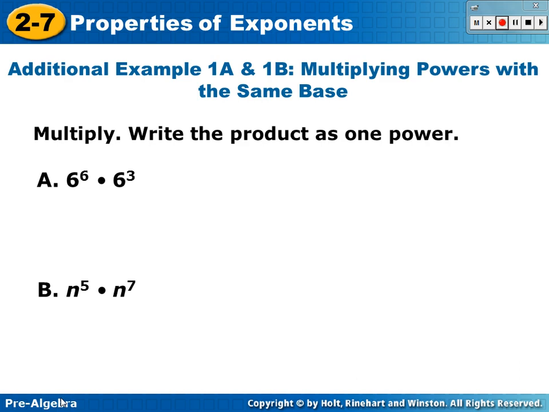So let's take a look at a couple examples. It says write the product as 1 power. First thing I'm doing is identifying to see if the bases are indeed the same. 6 here, 6 here. Yes, they are. So now that they're both the same, I know that I could simply add exponents.